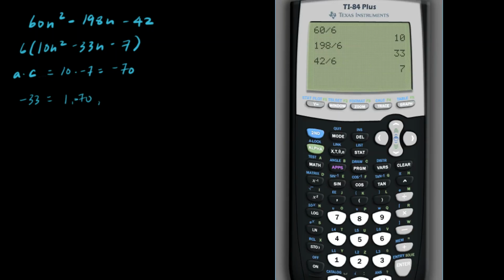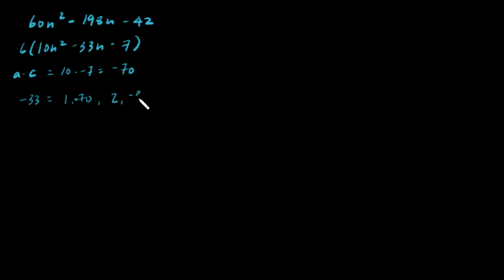Should we use a calculator? Why not? Y equals 70 divided by x. Go to table. Oh, wait a second. No. Yeah, that's 33. That one works. So 2 and negative 35. That one works. Sorry, guys.